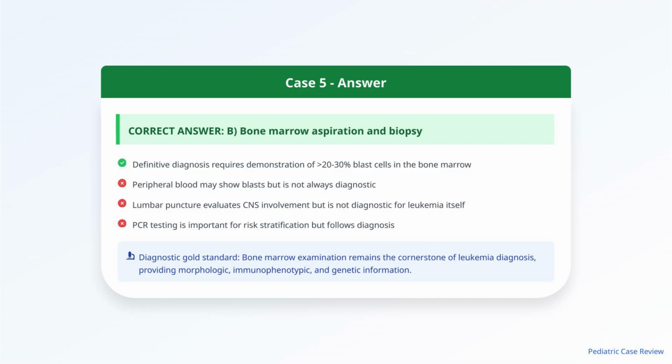Lumbar puncture is important to evaluate for central nervous system involvement, but is not the primary diagnostic test for leukemia itself. PCR for fusion transcripts is valuable for risk stratification and minimal residual disease monitoring, but is typically performed after the initial diagnosis has been established through bone marrow examination. The bone marrow biopsy provides definitive morphologic, immunophenotypic, and genetic information necessary for diagnosis and classification.